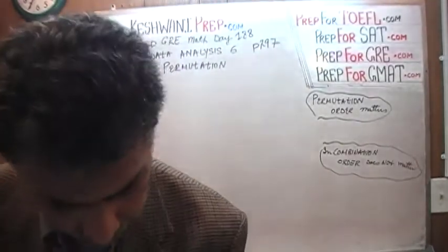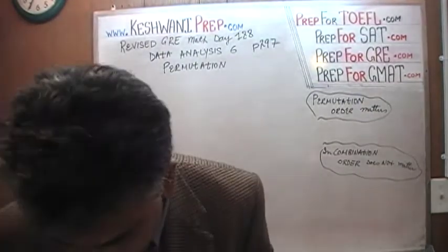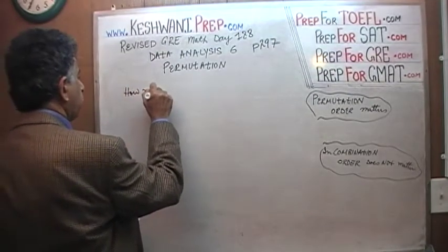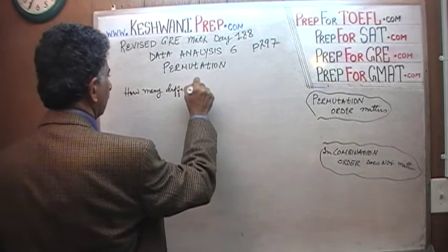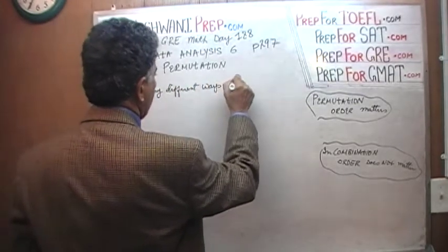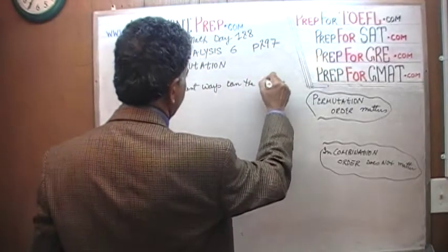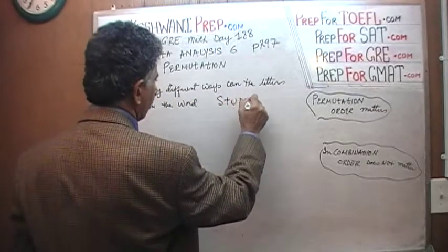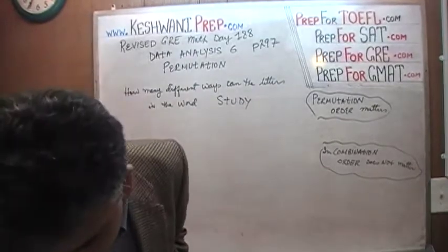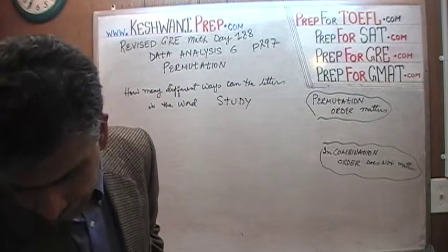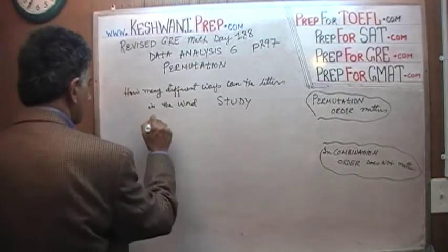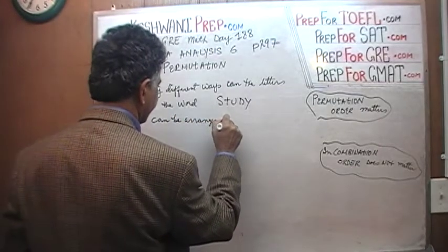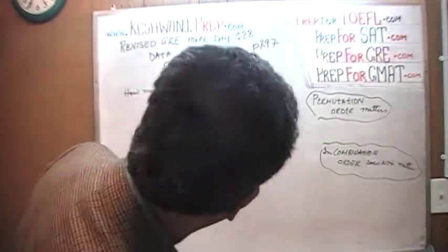In this problem, they're asking us how many different ways can the letters in the word study be arranged? Be ordered, they said, can be arranged.